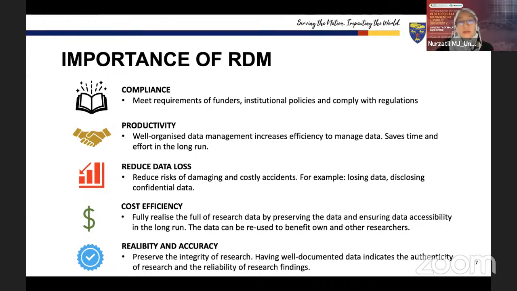So that's one. Of course, the second one is institutional policies. In Malaysia, maybe this is something quite new to us. In fact, open science and RDM are quite new to us. But eventually, over time, more and more institutions will develop their own policies on RDM. Once these policies are developed, definitely we as researchers have to comply with the RDM policy. The next one is about productivity.